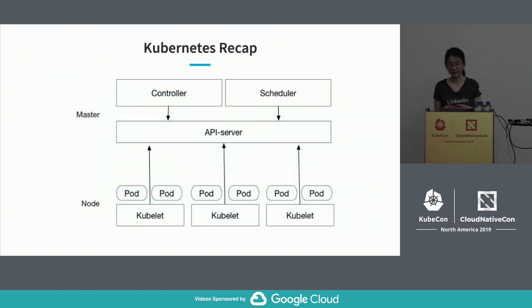First, let's recap a bit of Kubernetes. The master components include the API server, controller, and scheduler. The scheduler watches newly created pods and selects one node for them to run on. For controllers, Kubernetes ships built-in controllers like StatefulSet. Users can also develop their own controllers. The slave node components include Kubelet and pods. Kubelet is an agent that launches and manages the lifecycle of the pod.